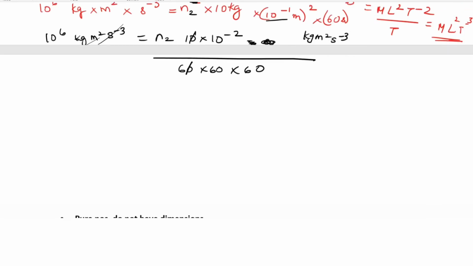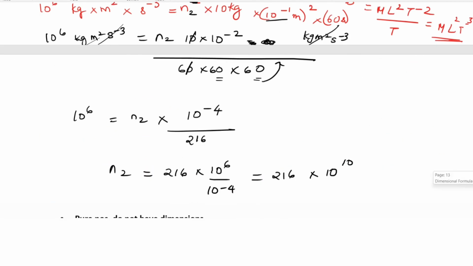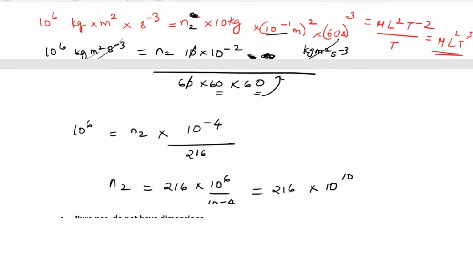So when you solve this, what will you get? The units are going to get cancelled. So you will get 10 power 6 is equal to n2 into 10 power minus 4 by 216. 6 into 6 into 6, cube is 216. Okay, so you will get n2 as 216 into 10 power 10. Writing it in scientific notation, we will get n2 is equal to 2.16 into 10 power 12 in the new system of units.